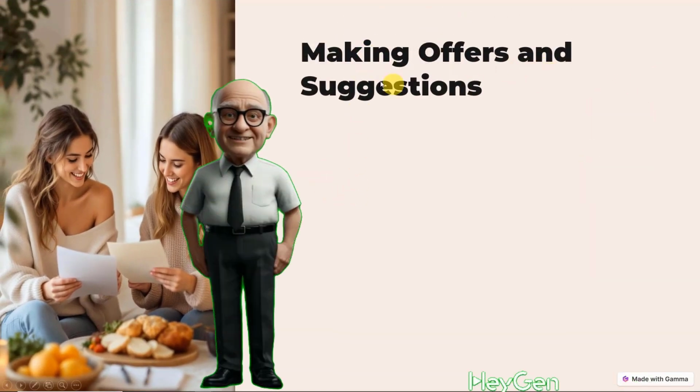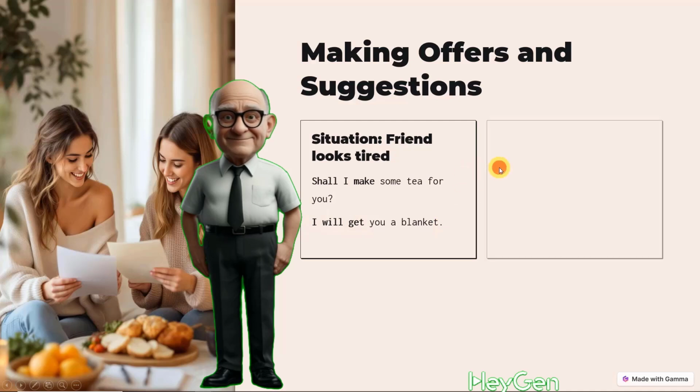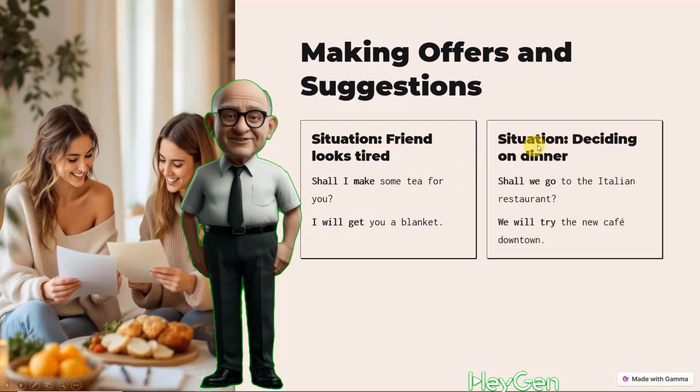Righto, making offers and suggestions. Situation: friend looks tired. Shall I make some tea for you? I will get you a blanket. Situation: deciding on dinner. Shall we go to the Italian restaurant? We will try the new cafe downtown. You can see these are all suggestions that we are making over here, and also offering, right? Like over here, offering to get him a blanket.